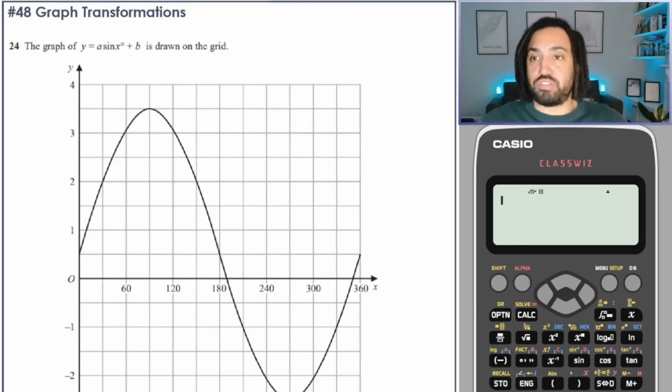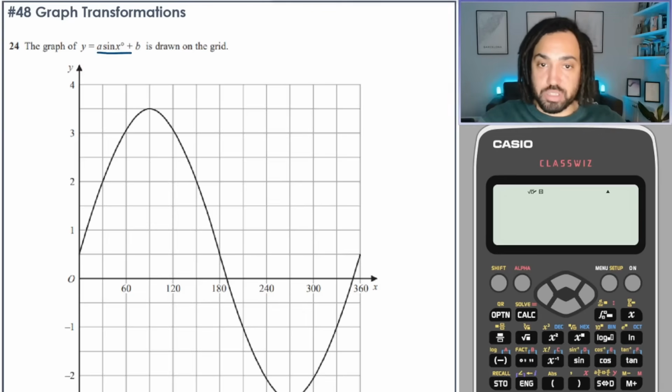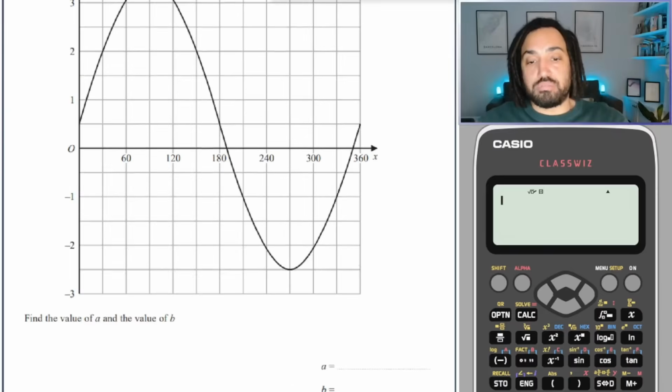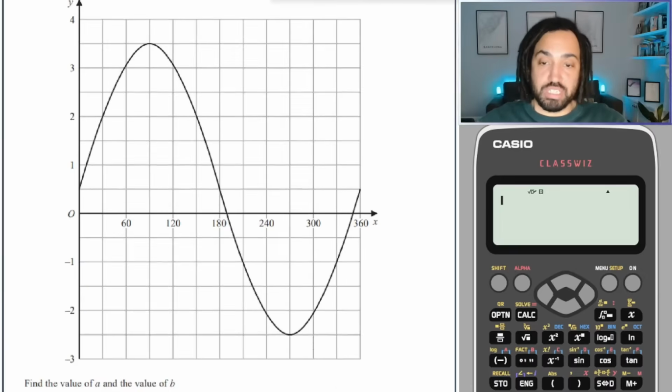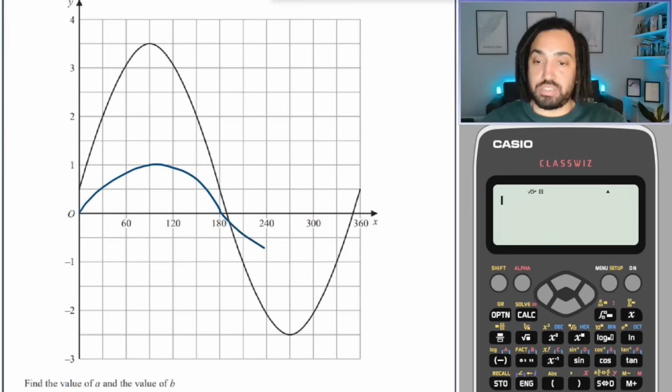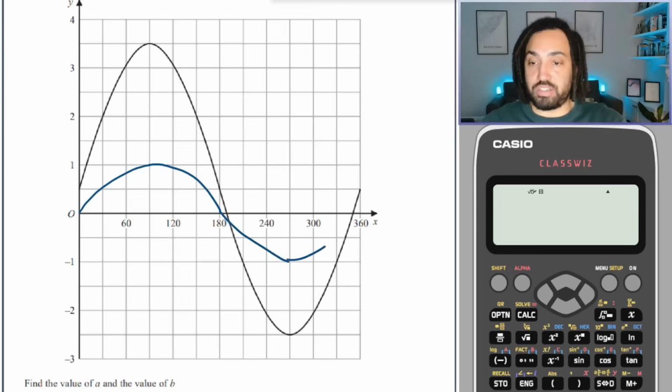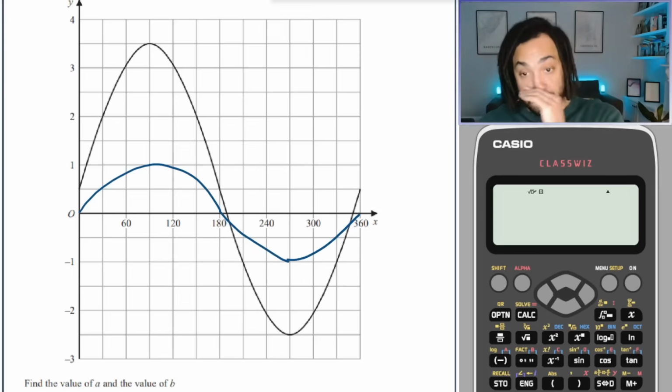Okay, 48, graph transformations, and I've chosen this one because sine graphs are the type a lot of people find hardest. So it's basically find A and B. What I always say on these types of questions is draw the sine graph on first. So sine goes up to 1 at a maximum, and that's at 90. Then it comes back down to 0 at 180, and then it goes down to minus 1 at 270, and then it goes back up to 0 at 360.